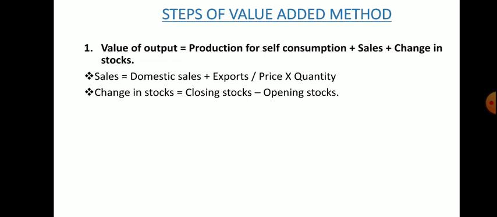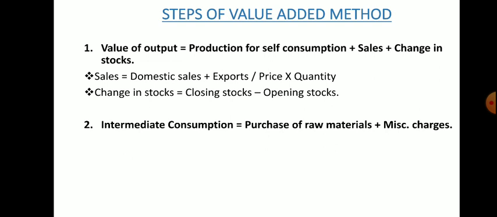That you have to keep in mind. If there is any change in stock, if there is a positive value or greater than 0 value of this change in stock, then definitely you have to put it under sales. It might be negative as well. Whatever value the change in stock has, it might be negative, it might be positive, it depends on the values of closing stock and opening stock. So whatever value you are getting, you have to add it with the sales and production for self consumption, then you will get what? The value of output.